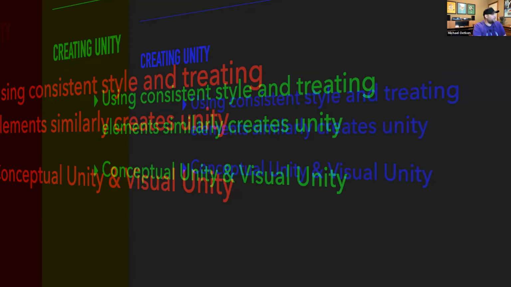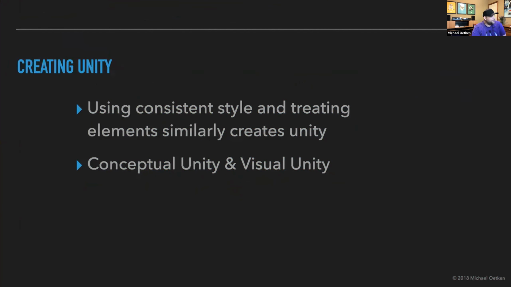So the main goal when we're working on a layout is we want to be consistent with the styles that we're using, and treat our design elements similarly. All of the design elements that we talked about previously, whether it's shape, color, line, texture, all those things, we want to have some sort of unified approach when we're using those in our layout. And then there's two types of unity that the book goes over, conceptual unity and visual unity.